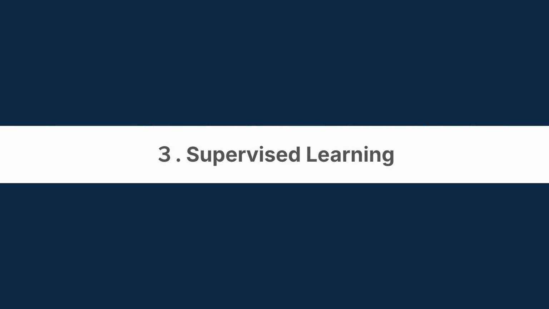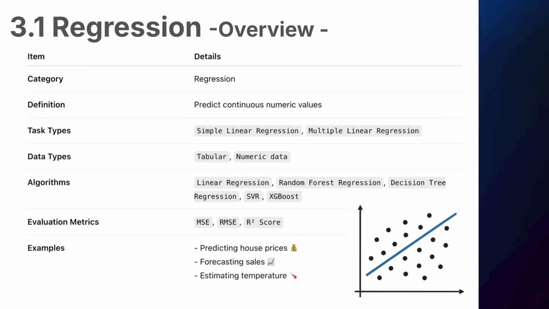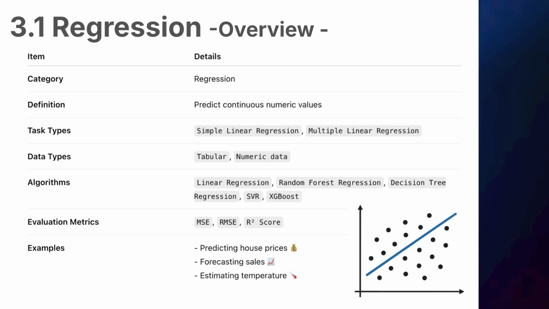3. Supervised learning. 1. Regression. Regression is a type of supervised learning used when the goal is to predict continuous numeric values. This means the model learns from labeled data where the output is a number, such as price, temperature, or score.